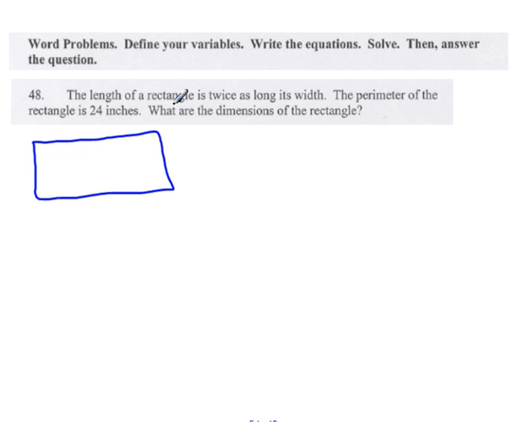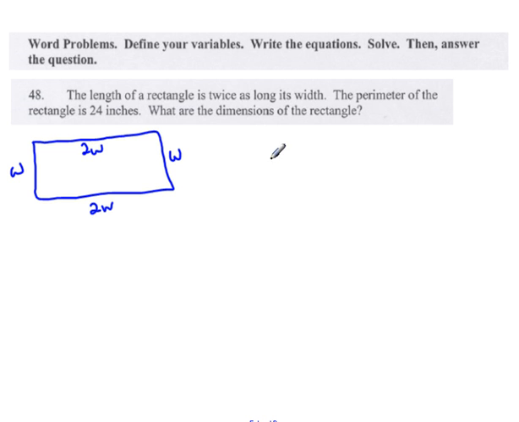The length of a rectangle is twice as long as its width. Well, I'm going to say the width is W. If the width is W, then the length would be twice as long, or 2 times W. Okay, now I've defined all of my sides, which are my variables in this case, and for perimeter, that means to add up those lengths.